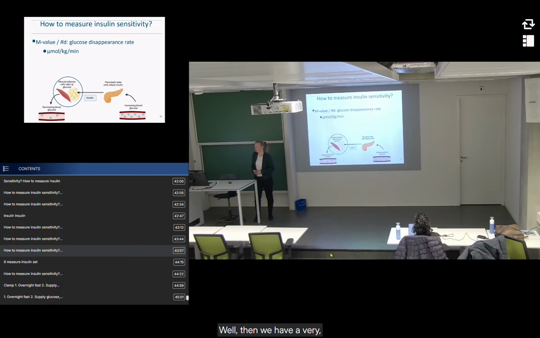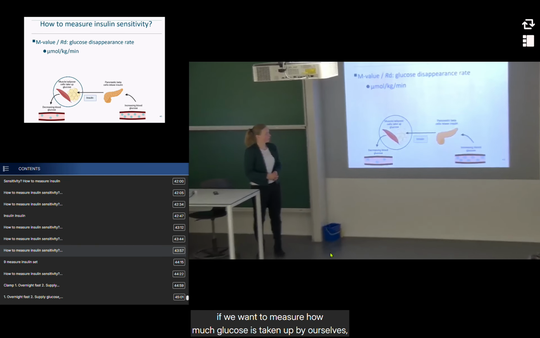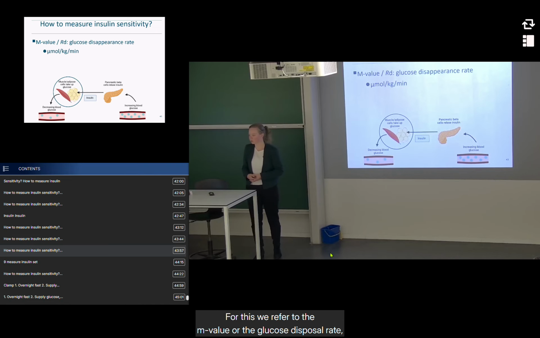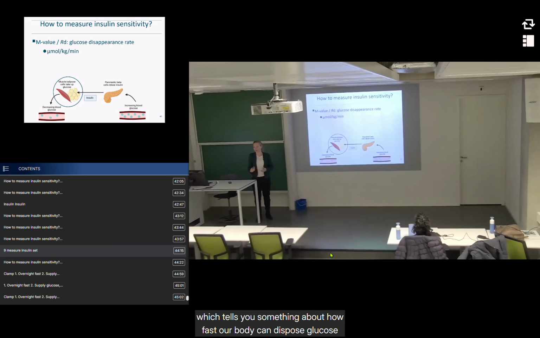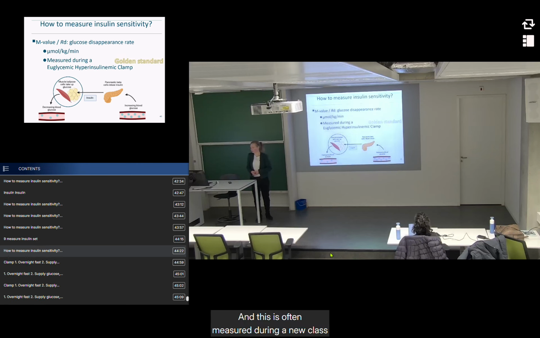Well, if we want to measure how much glucose is taken up by our cells, we should take a different approach. For this, we refer to the M value, or the glucose disposal rate, which tells us how fast our body can dispose glucose, or how fast the glucose can be stored somewhere. This is often measured during a euglycemic hyperinsulinemic clamp, which is a very complicated procedure, I would say, but it's used as a golden standard for measuring insulin sensitivity.